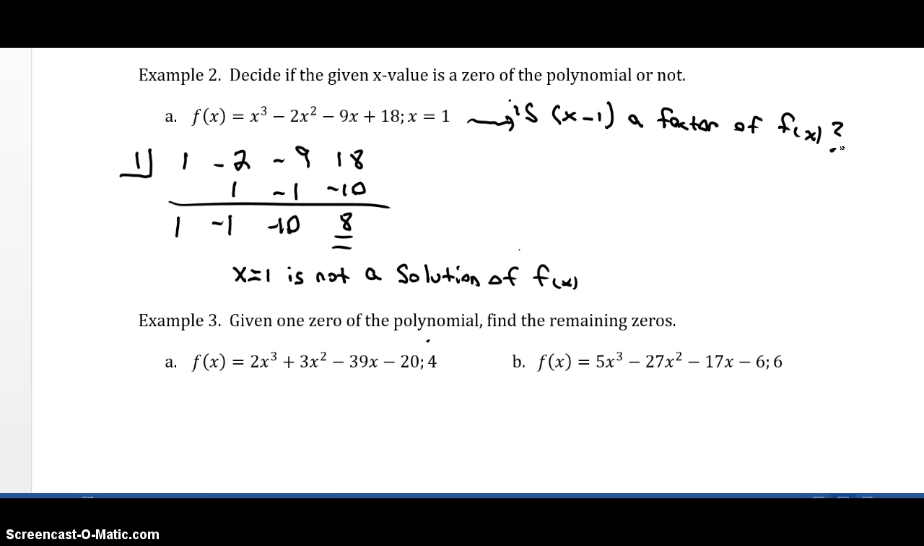So notice, if it's a factor, it's x minus 1. If it's a solution, it's x equals 1. Zero product property backwards. Alright, so this is just, again, another way to ask the same question. Is x equals 1 a solution would be the same as asking, is x minus 1 a factor of f of x? And in this case, of course, x minus 1 would not be a factor because my remainder was not 0. And that's important because we're really going to use this to factor or find remaining solutions.